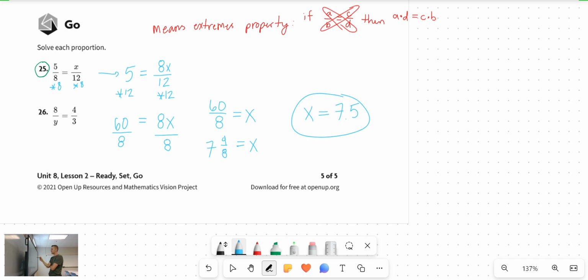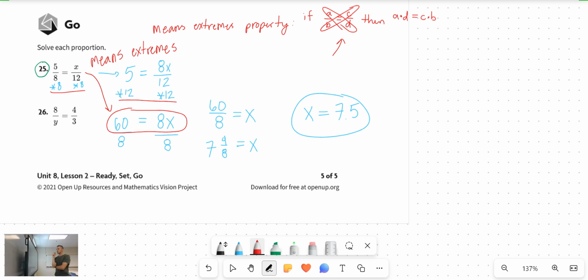But maybe you saw this, when we got to this part here, 60 equals 8x, when we had done our multiply by 8 and our multiply by 12, that's effectively what we did up here. So it's like a shortcut. We can use the means extremes property to get from here right down to there. Means extremes is that shortcut. And if you wanted to just jump directly to this, I wanted to illustrate this property.